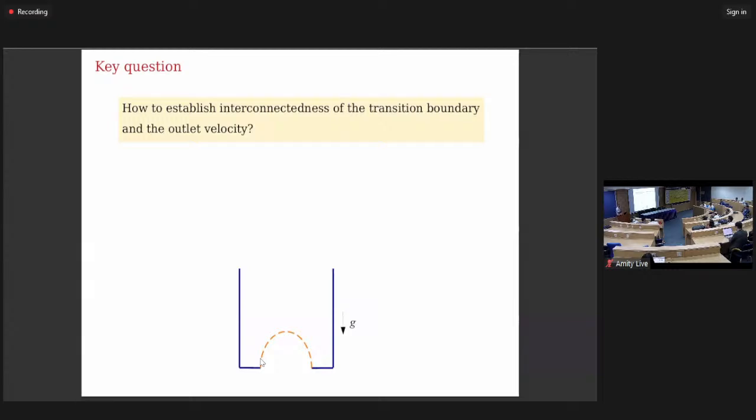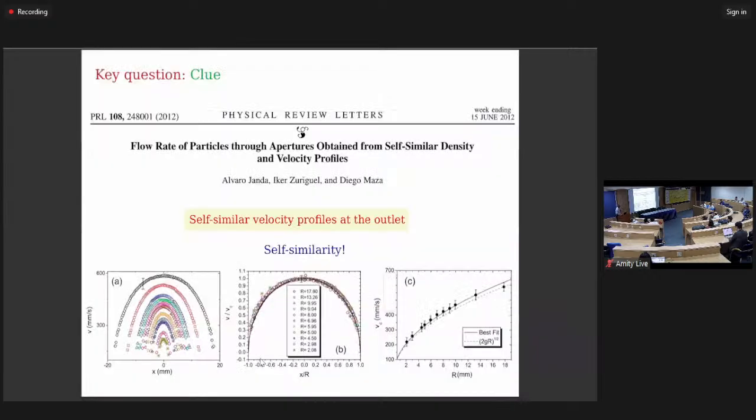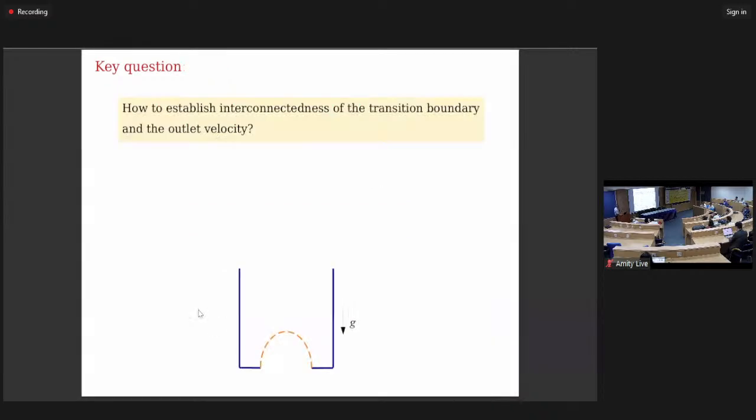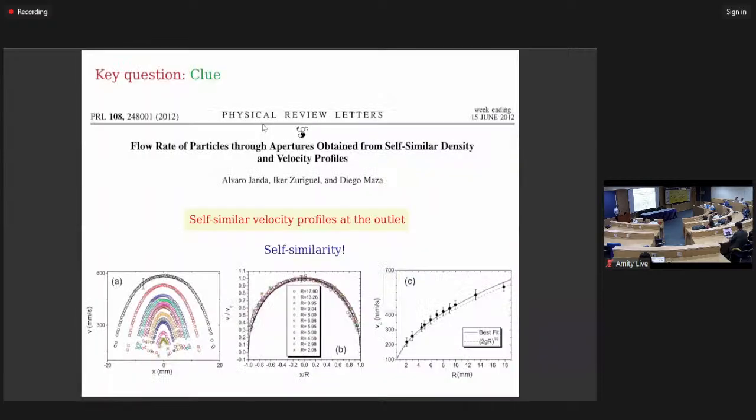Now this is the key question which I asked, and I'm going to answer it: how to establish a connection between the transition boundary and the outlet velocity. What is happening here and what is happening here. That will help us eventually develop a mass flow rate expression. So that's the question: the interconnectedness of the transition boundary and the outlet velocity.